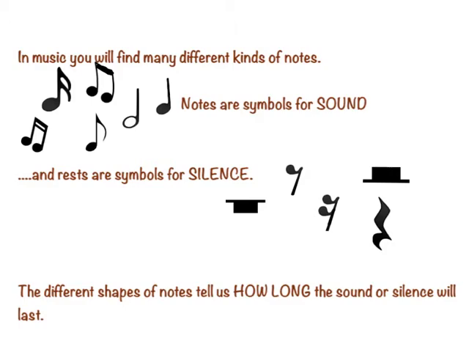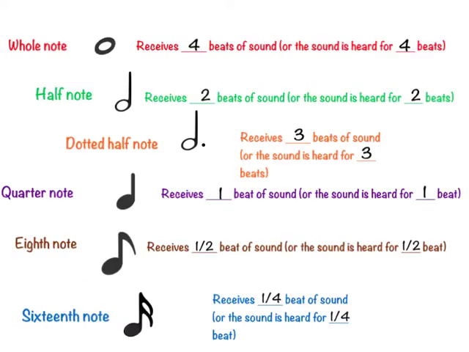In music, you will find many kinds of different notes. Notes are symbols for sound. And rests are symbols for silence. The different shapes of notes tell us how long the sound or the silence will last. These are the different kinds of notes.